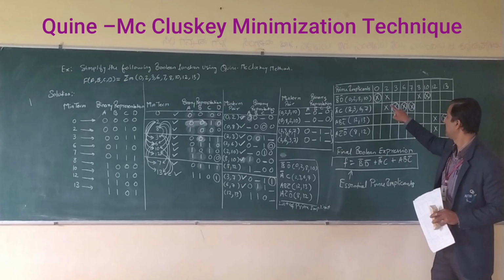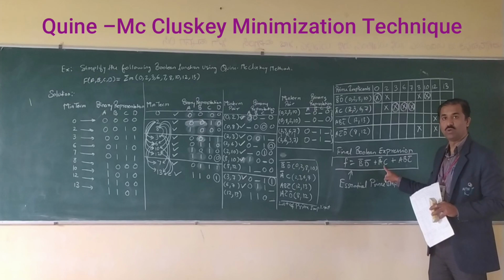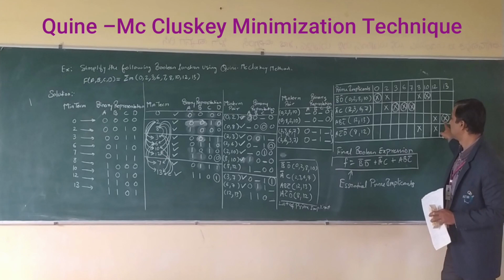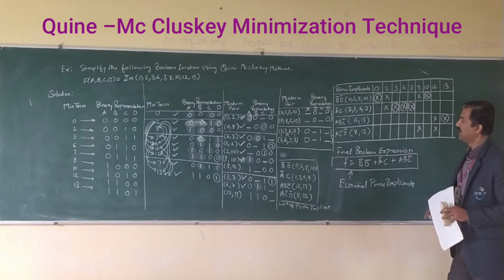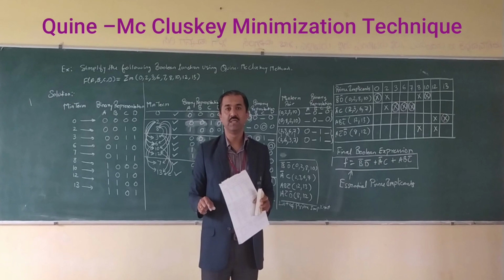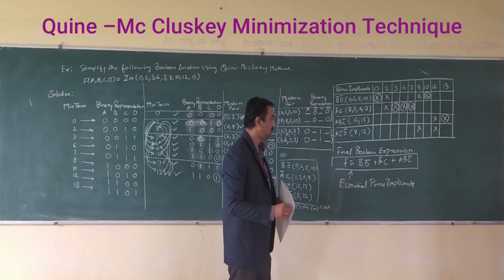These three X, which represent 3, 6 and 7, are a part of the prime implicant A bar C. So A bar C is going to be a part of my function. This X and this X, that is 10 and 0, are part of my prime implicant B bar D bar. And this X is a part of my term A B C bar. The remaining cells have two crosses present. So this is how, students, we apply the Quine-McCloskey method in simplifying the Boolean function: identifying the prime implicants and essential prime implicants, and the essential prime implicants are the terms which are going to be a part of my final Boolean expression. So this is my final reduced Boolean expression.